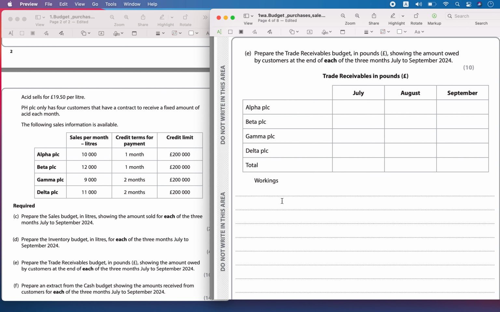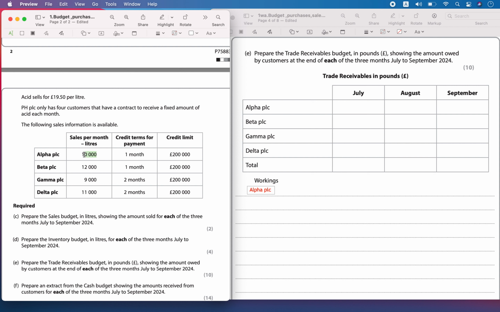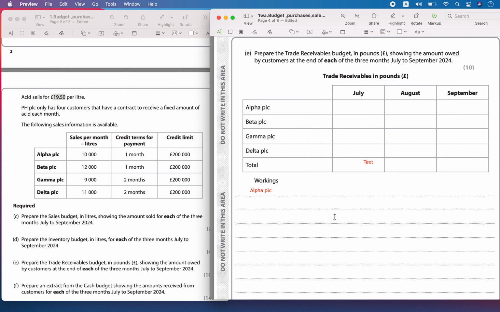Okay, for Alpha PLC, in the month of July, it says that they are going to purchase 10,000 liters, and they have to pay 19.5. So what is the amount they need to pay? The cost is equal to quantity times the rate.